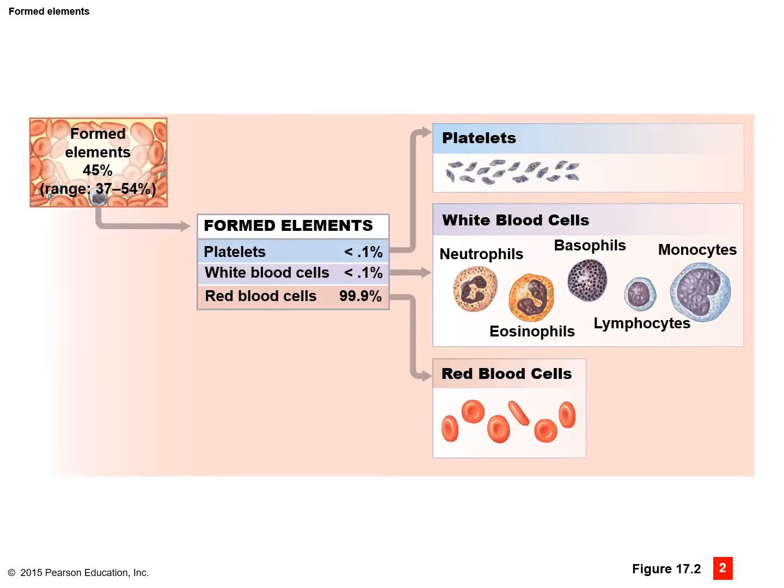Now that we've talked about plasma, we can focus on the formed elements. Formed elements are going to be composed of red blood cells, white blood cells, and platelets. A majority of formed elements are, of course, red blood cells, also known as erythrocytes. These are responsible for gas transport, as they transport both oxygen and CO2 in the body.